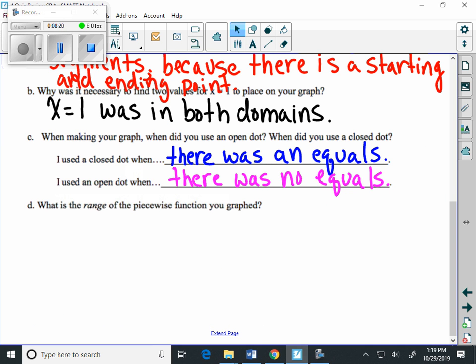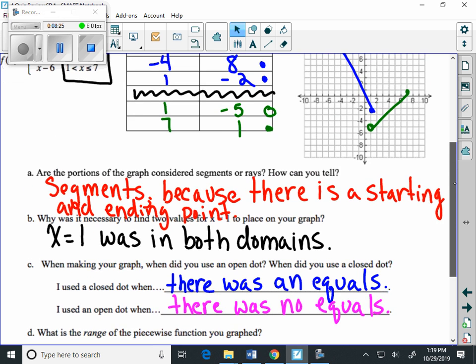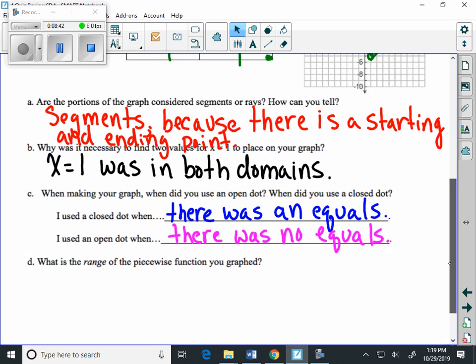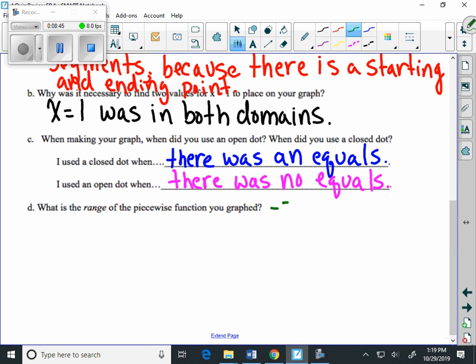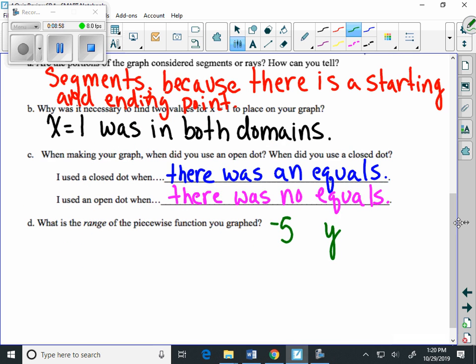Finally, the range. We haven't talked a lot about the range on this particular type of graph. But remember, the range goes from the lowest value on the graph to the highest value on the graph. So if we look at the green piece, that's where our lowest value is. It's at the open circle on there. And the y value of that open circle is negative 5. That's our lowest value. Our highest value is going to be on the blue part of the graph, at the very top of the blue graph, that solid circle at the top, which is at 8.